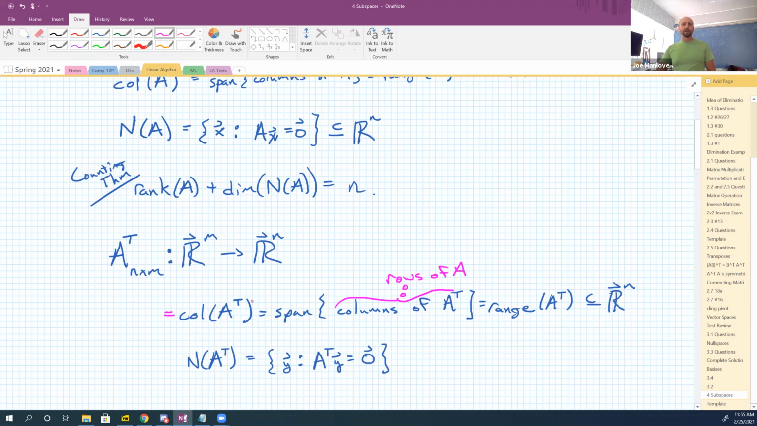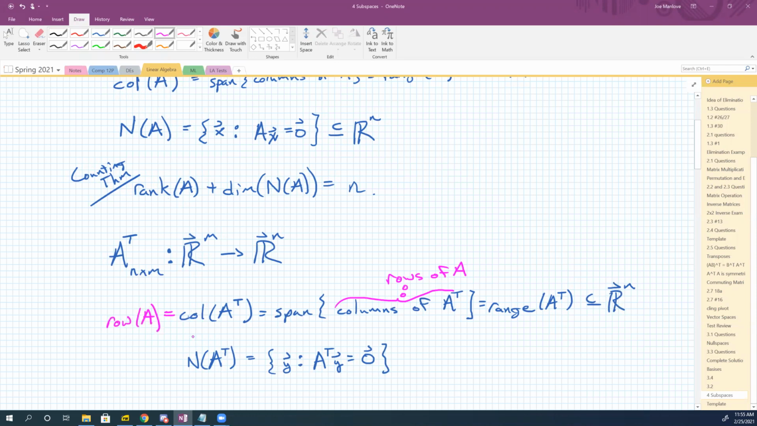So if the column space of A transpose is also the span of the rows of A, don't get creative here. What would you call that? The row space of A. Perfect. Okay, and this is going to start to tie things together a little bit. This null space of A transpose, that's a little weird. We're going to end up calling this the left null space.